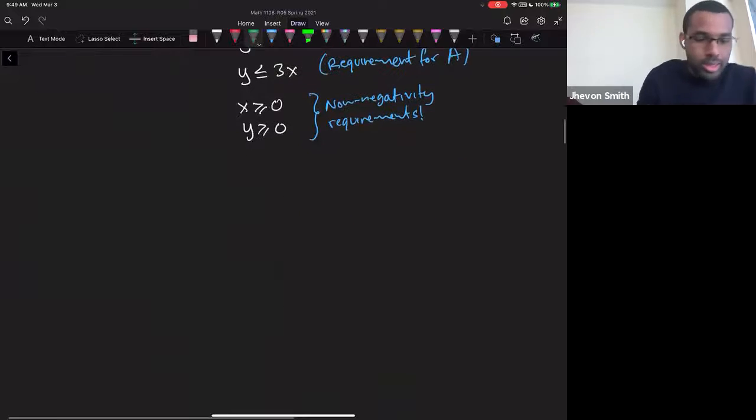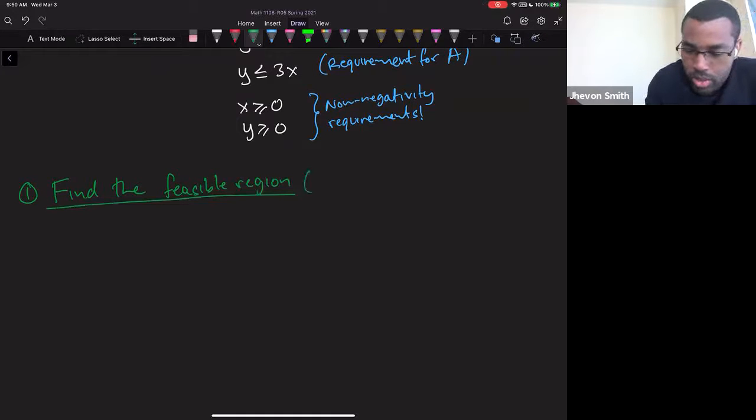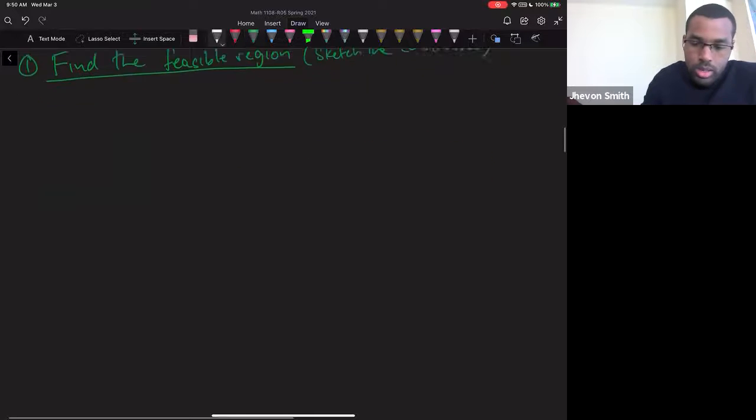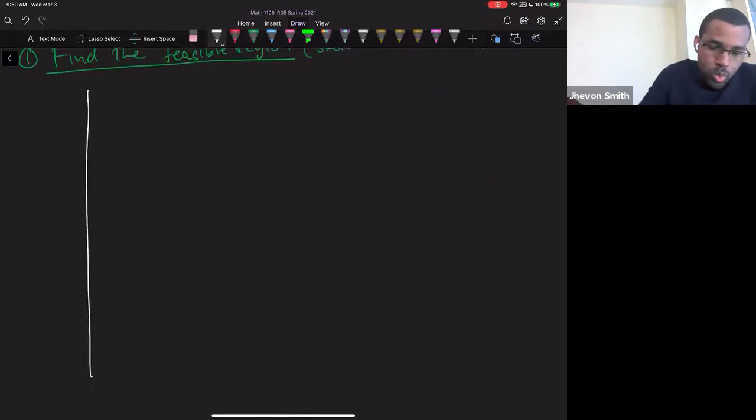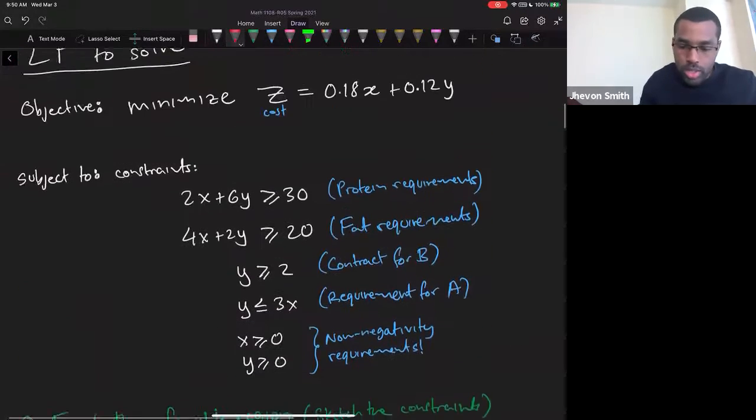Step 1, you are going to find the feasible region. So this means you're going to sketch the constraints. We're going to sketch up these constraints.